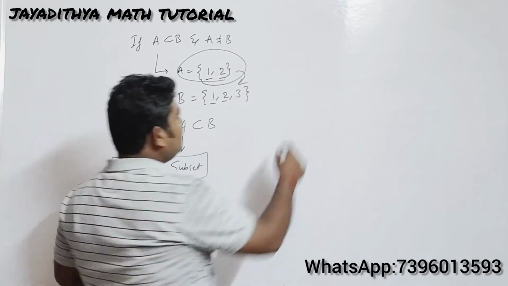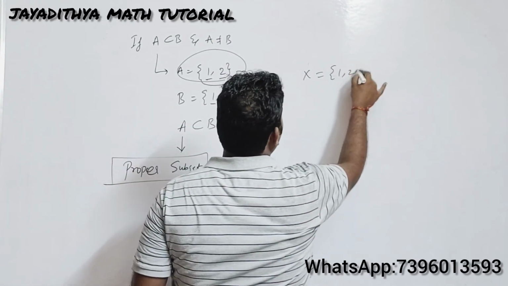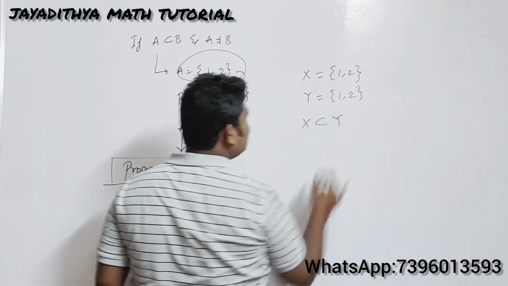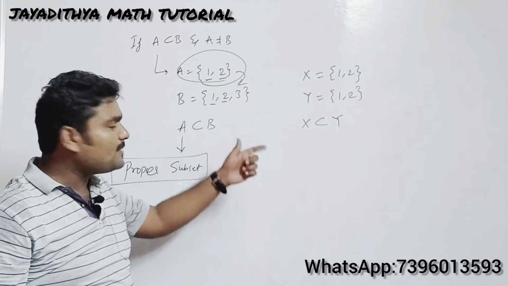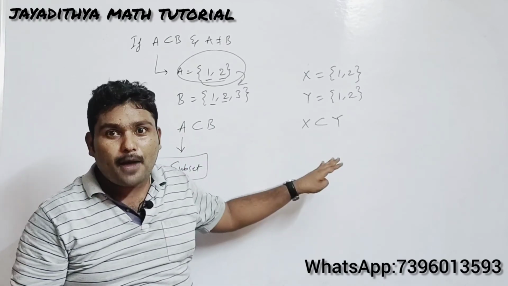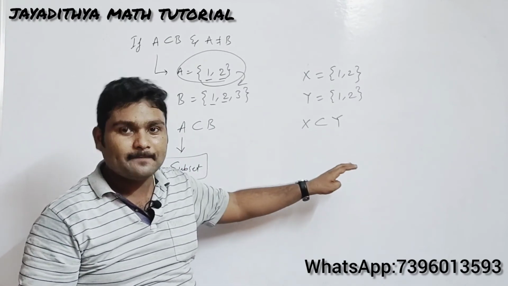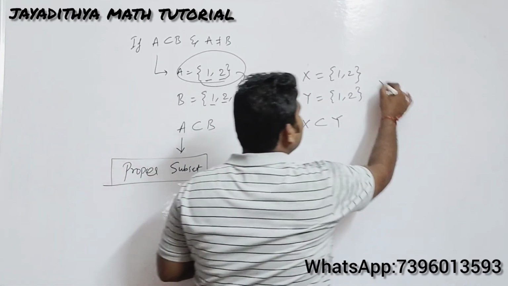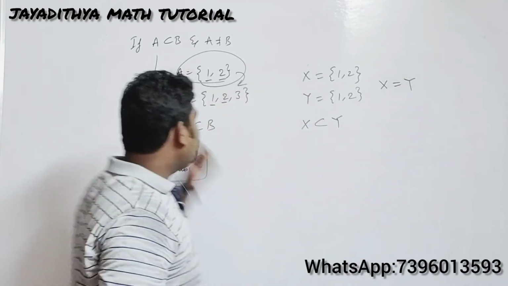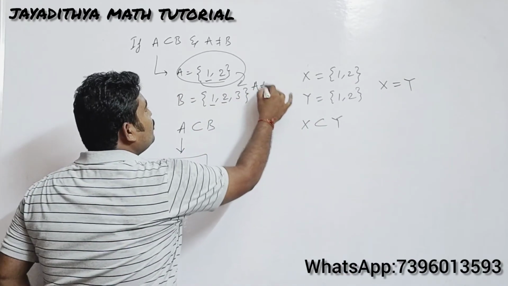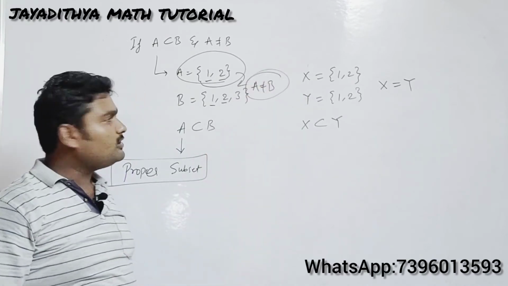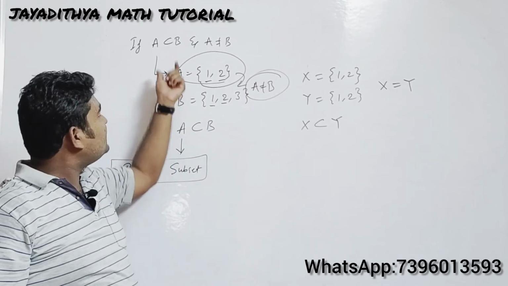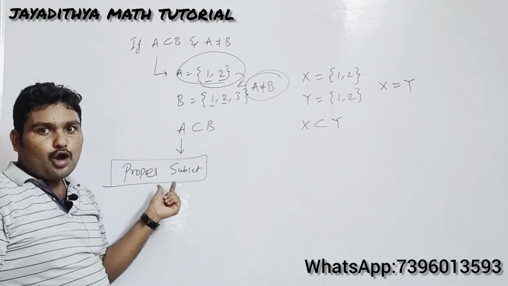For example, the sets are like this: x is 1, 2 and y is also 1, 2. Here also you can represent x as a subset of y. But here x is not a proper subset. Clear now? X is not a proper subset. Why? Because x is equal to y. Whenever two sets are not equal and A is a subset of B, then you can say that A is the proper subset.